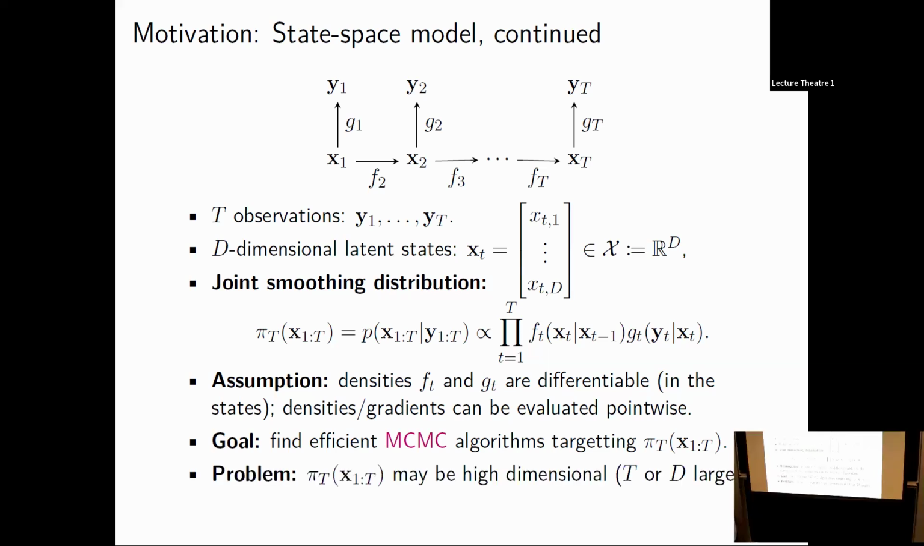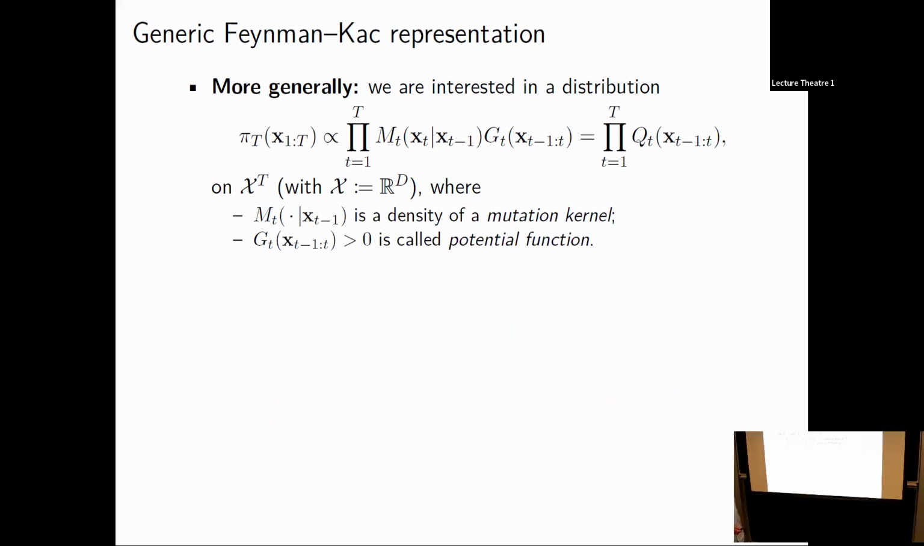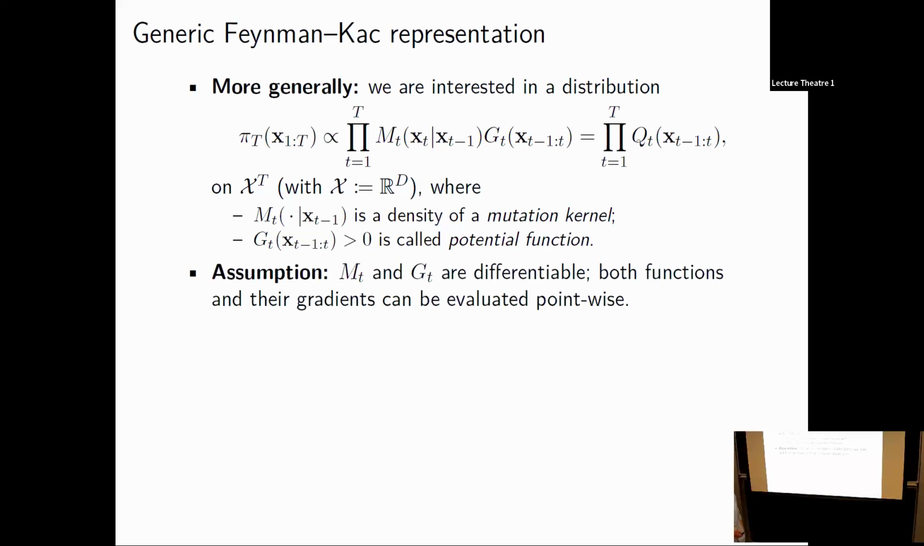For this talk, I'll need a bit more generic notation. So I will assume that I can write my joint smoothing distribution in this form. It factorizes into a product of mutation kernels and potential functions. And again, I'm assuming that all of these are continuous and differentiable. We will also sometimes need the filters, which is the same thing as the joint smoothing distribution, except up to some time little t rather than capital T.